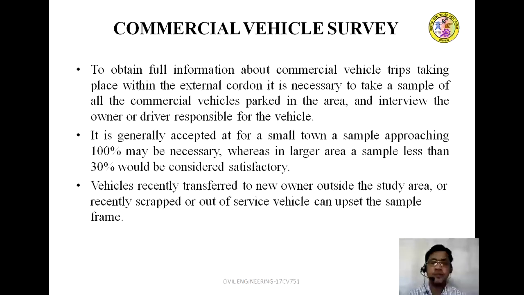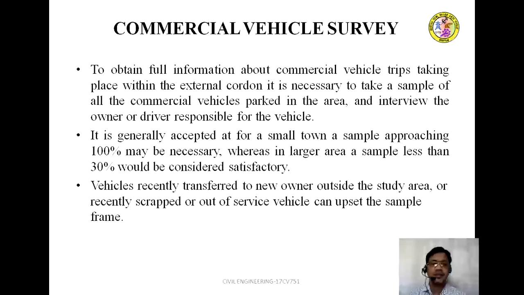To obtain the full information about commercial vehicle trips taking place within the external cordon, it is necessary to take a sample of all the commercial vehicles which are parked in the area and interview the owner or the driver who is responsible for the vehicle. It is a usual trend that the vehicles which are parked in the area are interviewed so that it will not obstruct the mainstream traffic flow and we can conduct the survey comfortably. The interviewer will ask questions to the owners, or the driver is responsible for answering the queries put forward by the interviewer.